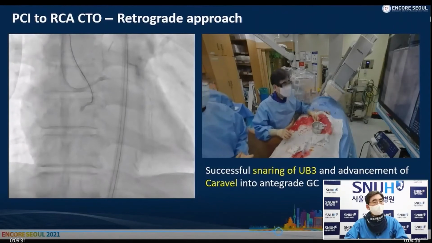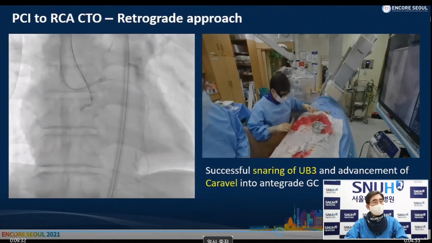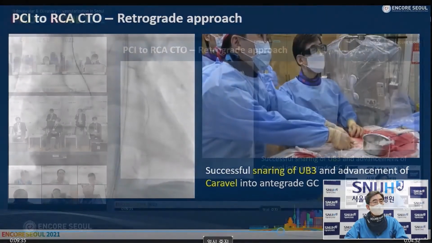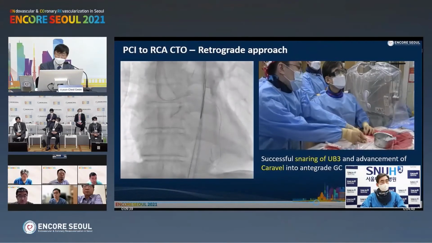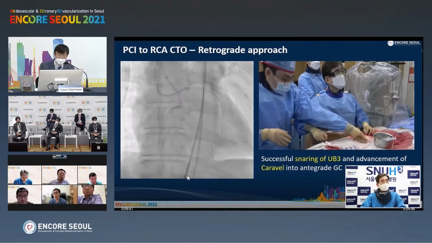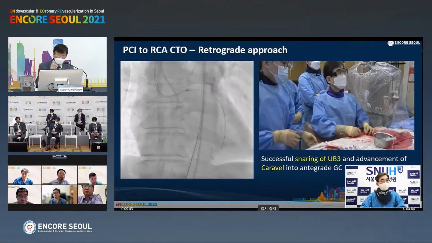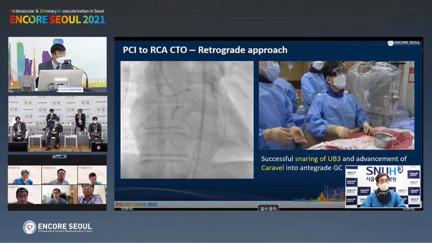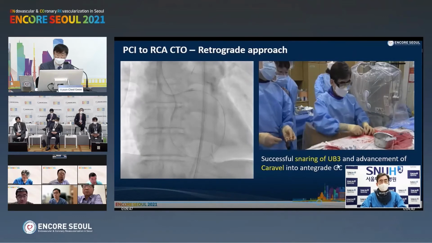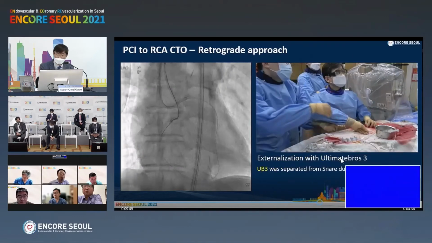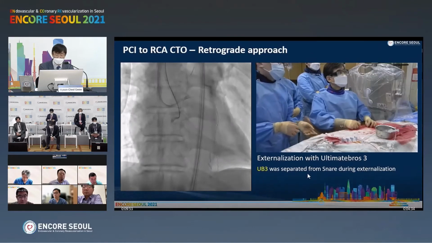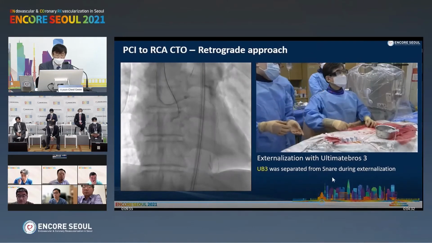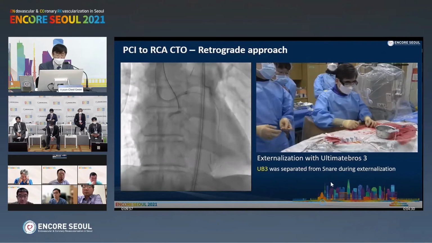So I had to withdraw the wire all the way. Actually, if you capture the soft part of the wire, you can release the wire after capturing. I'm not sure which part you captured, but if you capture the stiffer part, you can never release it. But I think the UB3 body is not so soft. Anyway, UB3 was separated from the snare during externalization in the antegrade guiding catheter.